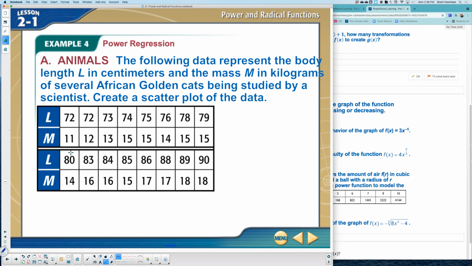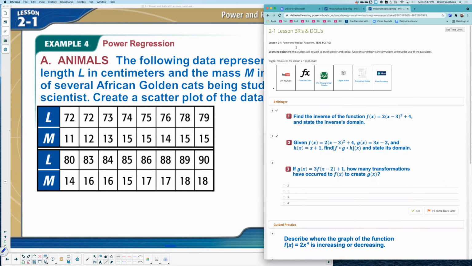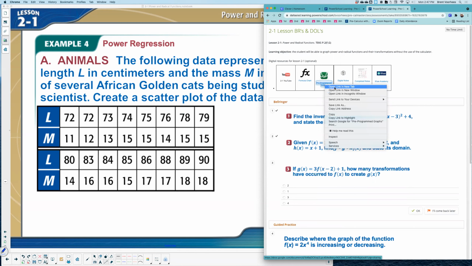So I'm going to walk you through it. Some of you in the past maybe learned how to do lists and spreadsheets on TI Inspire. What I'm going to show you is how to come up with a scatter plot on Desmos to represent this data. If you have this 2-1 folder open, right click on the pre-programmed graphs. If you're on your cell phone, just hold it down until it asks you what you want to do, and click open in a new tab.